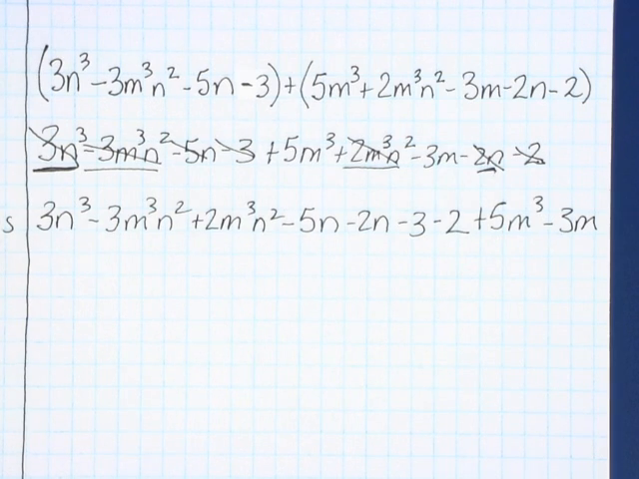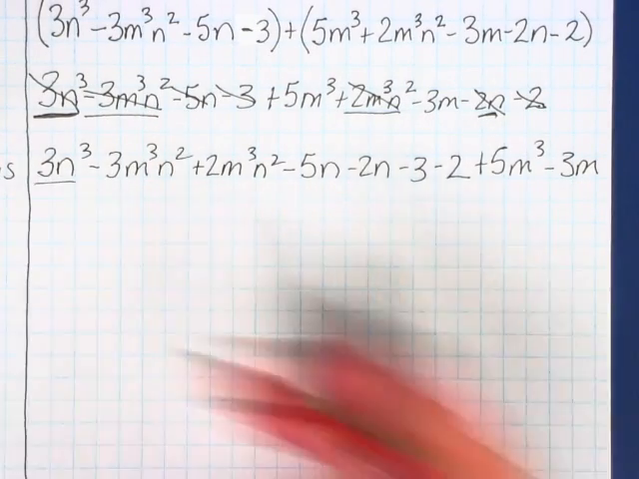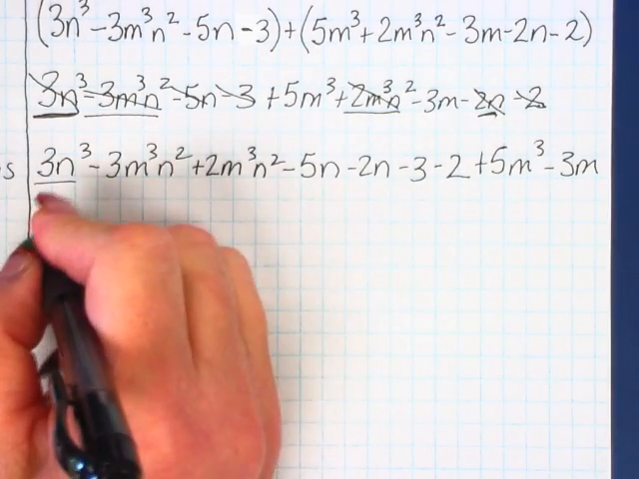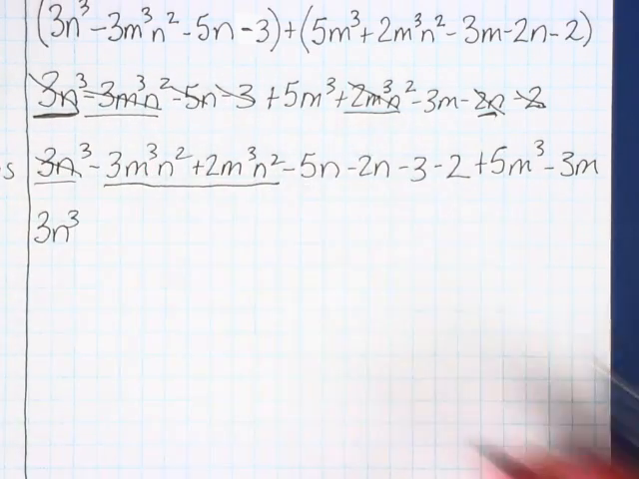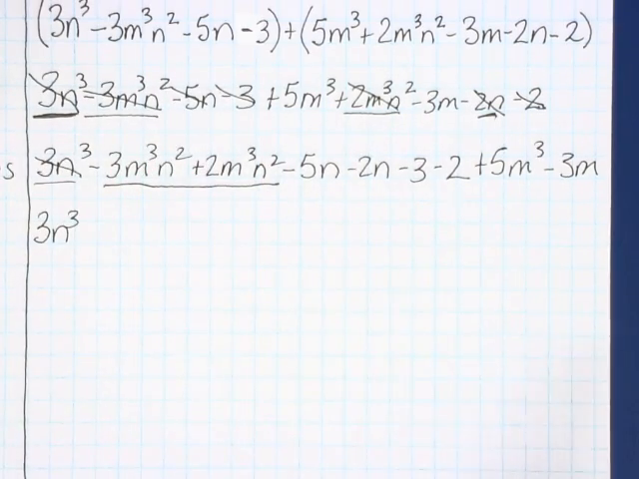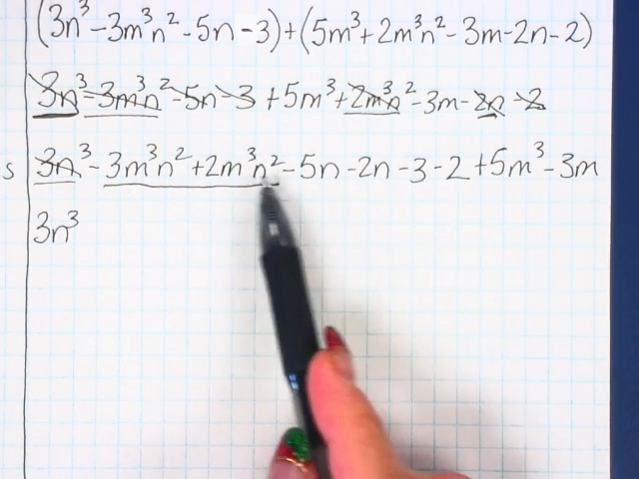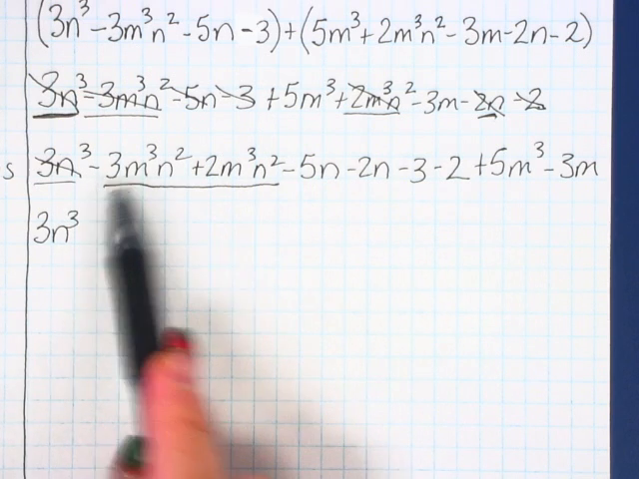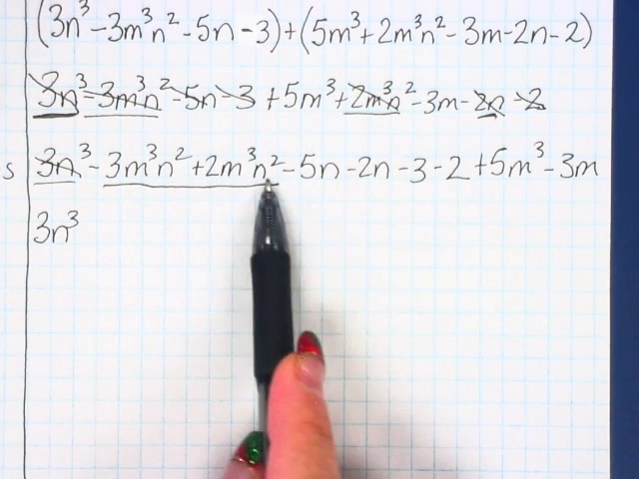All right. Still collecting our like terms. So we said this was the only one like it. So I just rewrite it, cross it out. These two are like terms. They have exactly the same variable. M to the third, n to the second, m to the third, n to the second. You have negative 3 and positive 2. You have 3 of them and you have 2 of them.